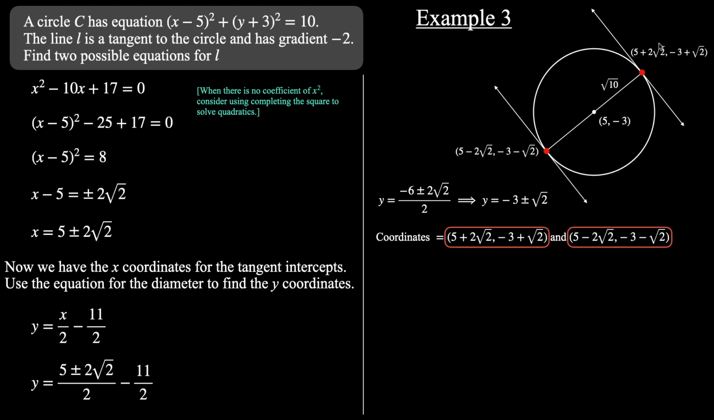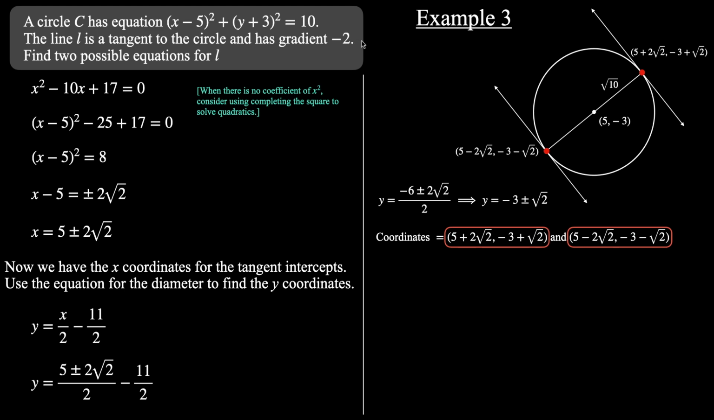So this point up here is clearly going to be in the positive x direction. So this is going to be 5 plus 2 root 2 over here and negative 3 plus root 2. This one's going to be further in the negative direction, so it'll be 5 take 2 root 2, negative 3 take root 2.